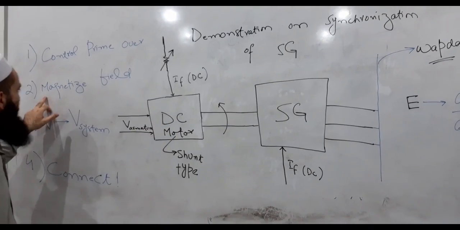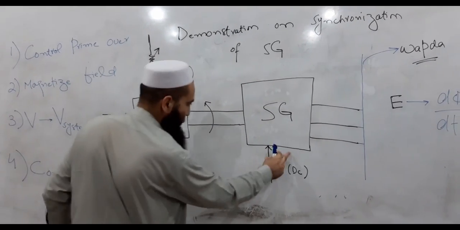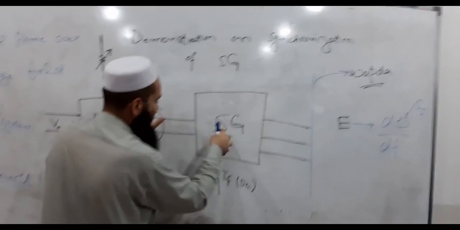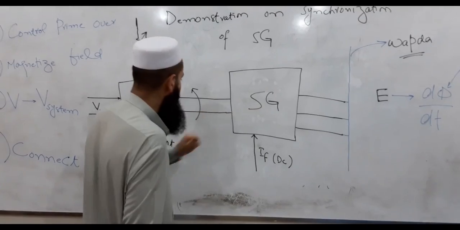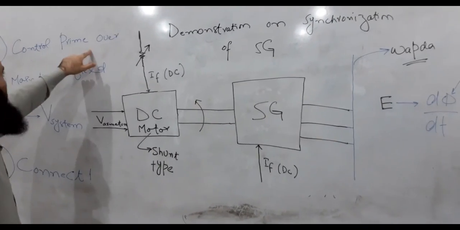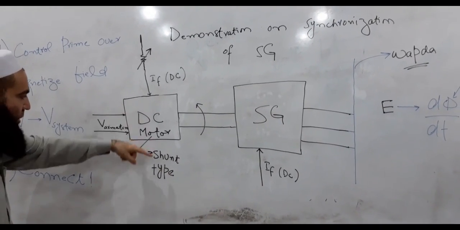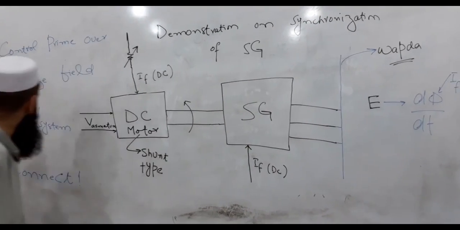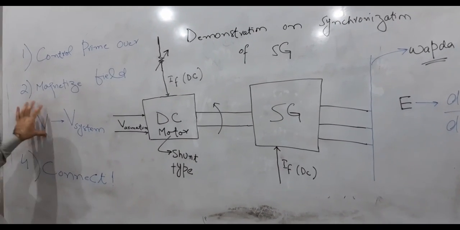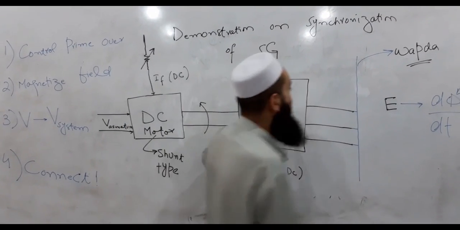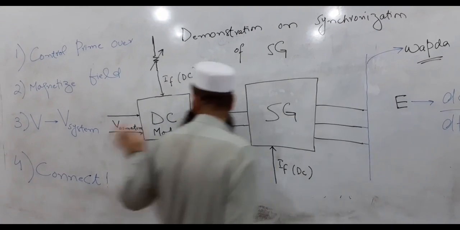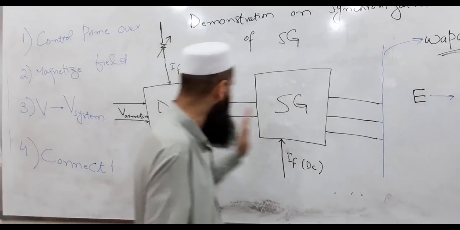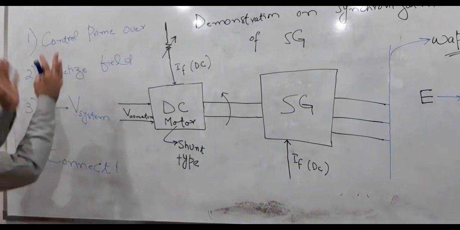Another thing we need to do is to magnetize the field. We are supposed to magnetize the field of the synchronous generator, and at the same time run the rotor. So control the prime mover by means of this DC shunt type motor, magnetize the field from a DC source, and make V of the generator close to that of the system. Once we achieve it, then connect it. So these are the steps.